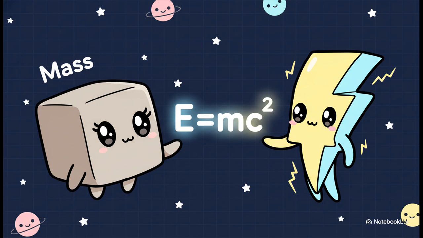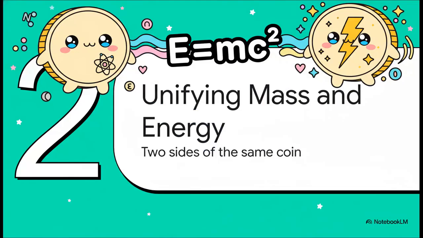What this equation reveals is a deep, fundamental truth. It tells us that mass and energy, which for centuries we thought were completely separate things, are, well, they're actually 2 sides of the very same coin. Okay, so to really get this, we've got to break it down piece by piece. Let's look at what each part of this powerful statement actually stands for, starting with the letters themselves.